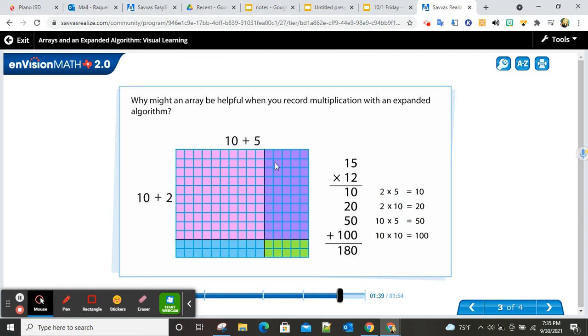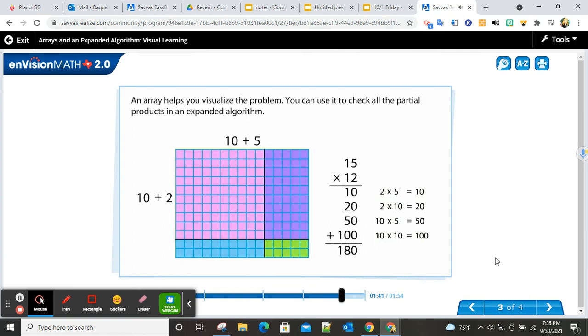Well, I personally think that an array is helpful, which also will help us when we learn area model, because these are very similar techniques. But an array or an area model helps you visualize the multiplication problem. And that can lead you to see, oh wow, I've got 100 squares and I've got 50 squares. So it can help you understand what the multiplication problem is representing. Let's finish the video.